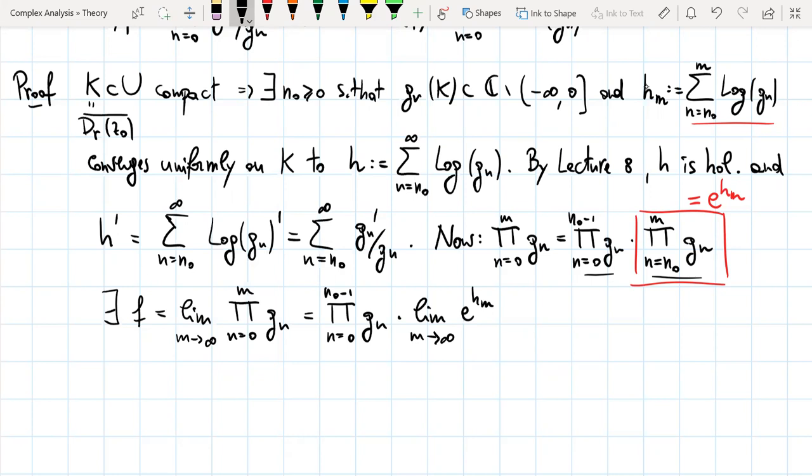But now we know that Hm is converging to H, so you see in the limit we get this formula, e to the H, because the exponential is a continuous function, so we can bring the limit inside. Very good. So we showed then the existence of the limit of the finite products. The limit exists and is given by this formula. Then when we see this formula, we have a product of a finite number of Gn's and the product with e to the H, and these are all holomorphic functions. So this is a product of holomorphic functions, because now H is holomorphic, so the exponential of H is also holomorphic. So this implies that F is holomorphic.